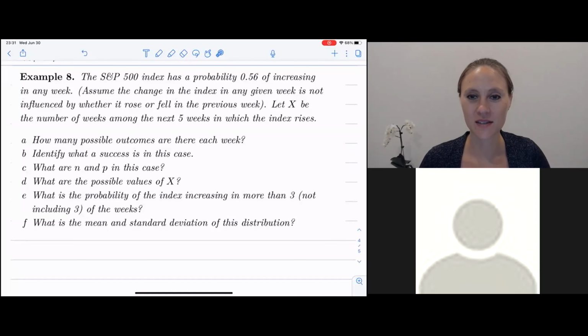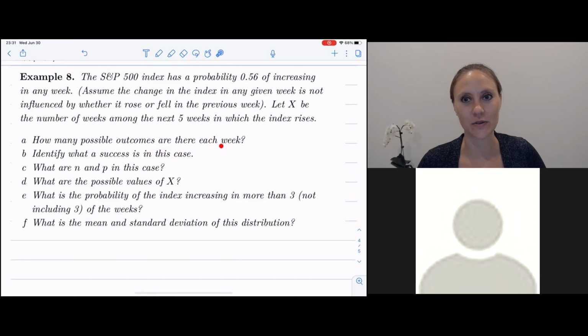I realized I muddled it. How many possible outcomes are there each week? I was thinking as I took the dog out, well, that's so weird. Why would I ask for 0, 1, 2, 3, 4, 5 twice? I didn't. How many possible outcomes are there each week? I led you down the wrong path, didn't I?